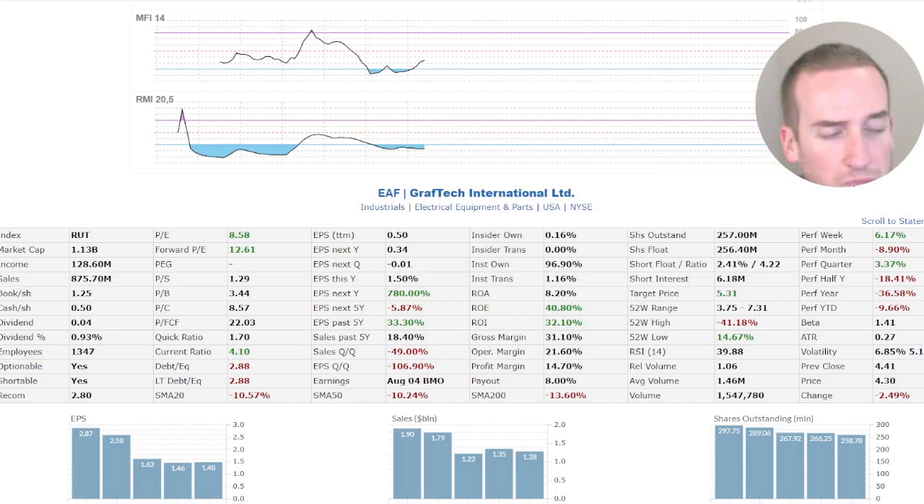Let's run our calculations. These numbers all look good. Earnings per share over the past 5 years, 33%. Sales, 18%. That shows me that this company is resilient. Gross margins are over 31%. That is growth company type margins, over 30%. They're profitable. Institutions own over 100%.